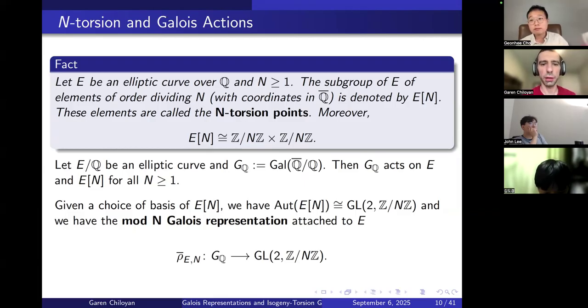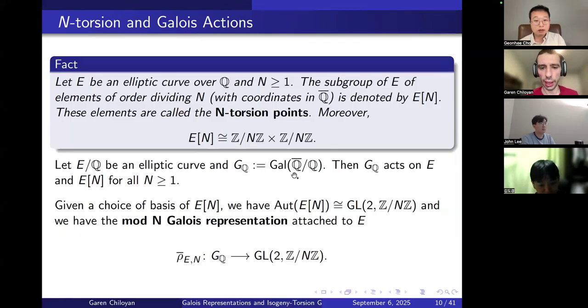If E is an elliptic curve defined over the rationals, and n is a positive integer, the subgroup of E of elements of order dividing n, so not just order n, order dividing n, 1, maybe 2, n, all of them, again with coordinates in Q bar, is denoted E bracket n. And we'll call these the n torsion points. So E bracket n is actually also a subgroup of E. We also can classify this as isomorphic to Z mod nZ squared.